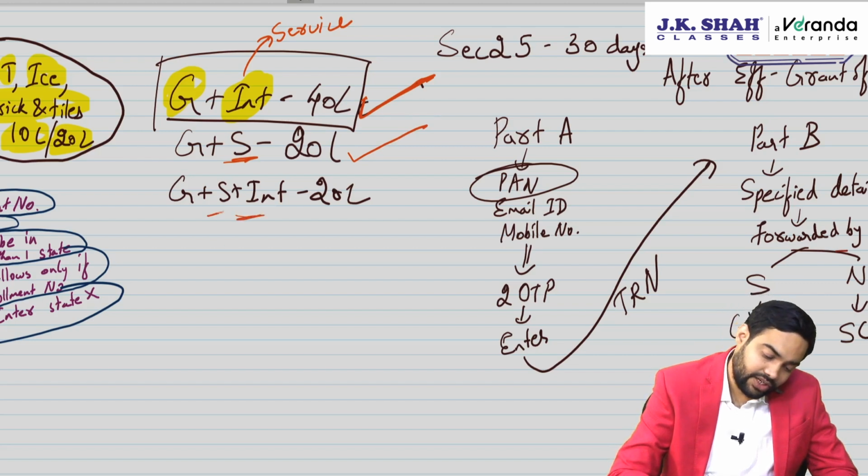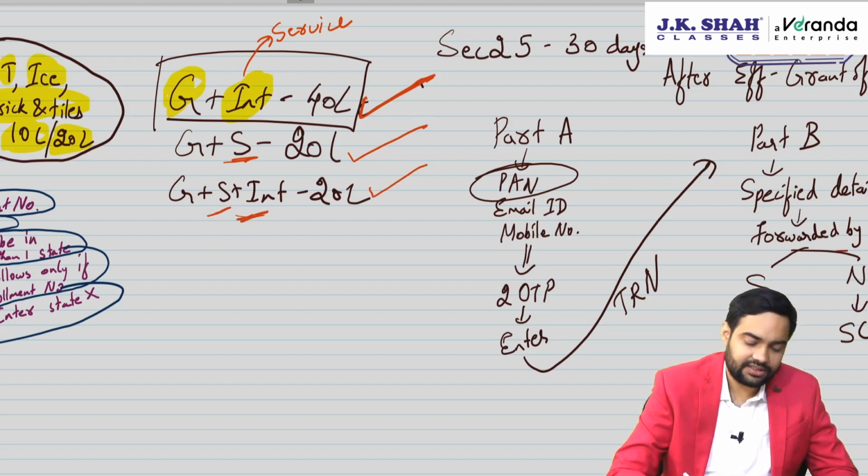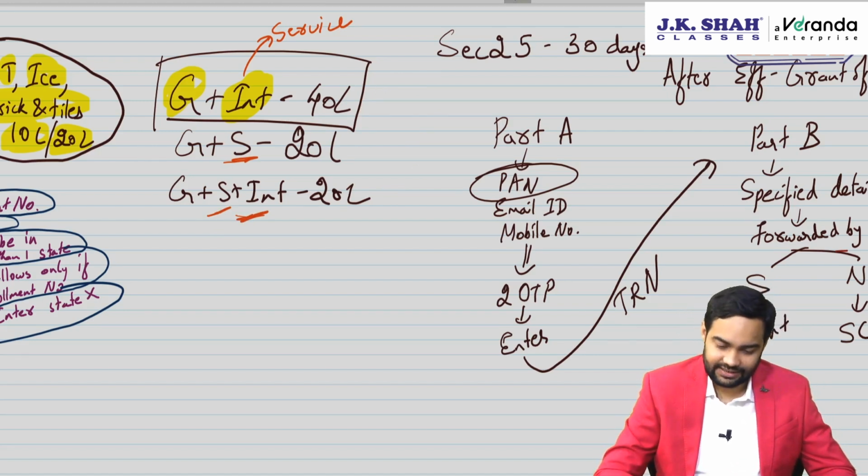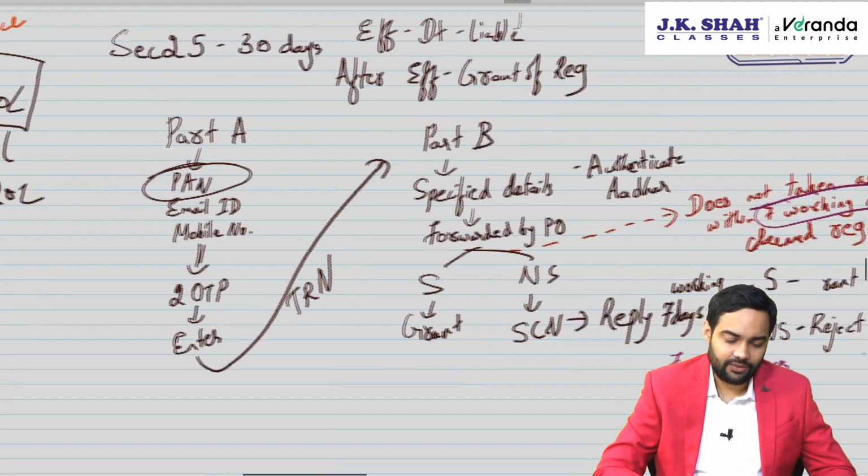What if I am providing any other service also earning interest? Then also 20 lakh will be applicable, because the relief is only when you are exclusively supplying goods plus you are earning interest. Then comes section 25.